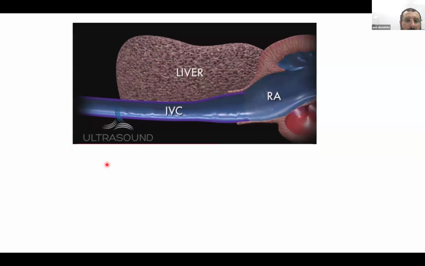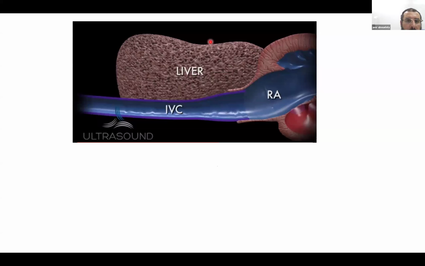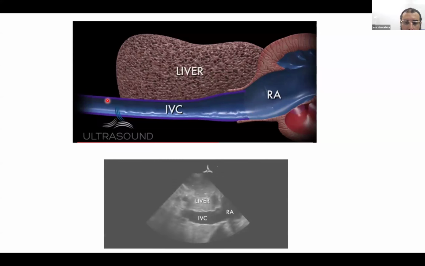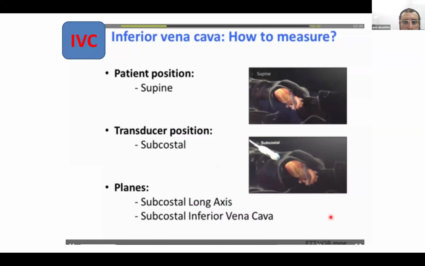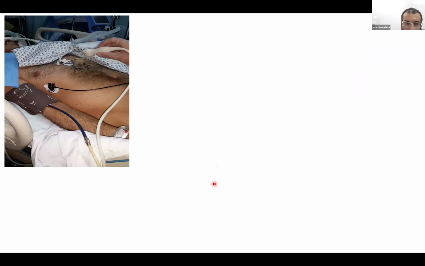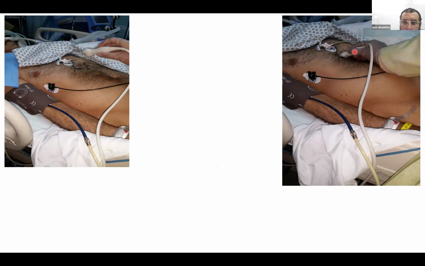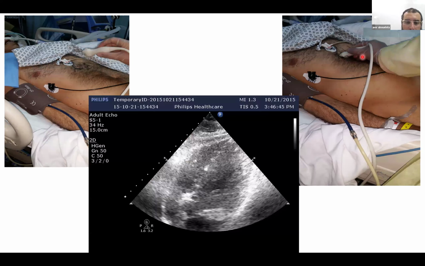Just to compare here, this is how we will see the IVC through the acoustic window of the liver. We'll see the right atrium, and the IVC will appear as a transverse tunnel like this. I will show you more videos. This is the right atrium and IVC through the liver. Basically, the patient should lie supine. We'll go to the subcostal view. This is how we'll start the examination. You are applying the probe. You see subcostal with the indicator of the probe at 3 o'clock to the left side. To see the subcostal view first, it will appear like this.